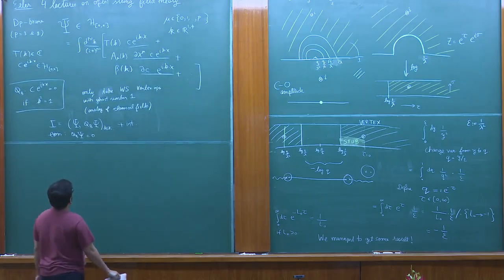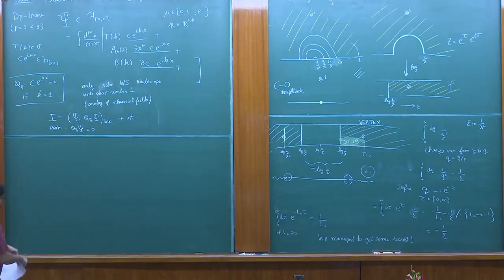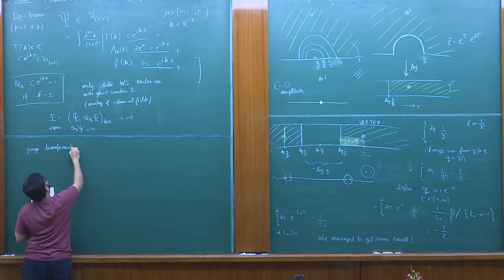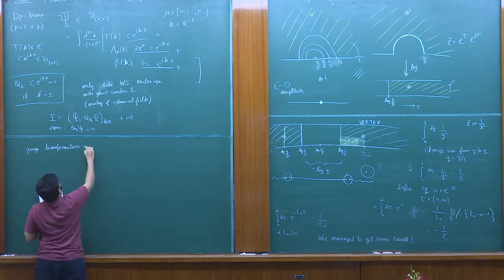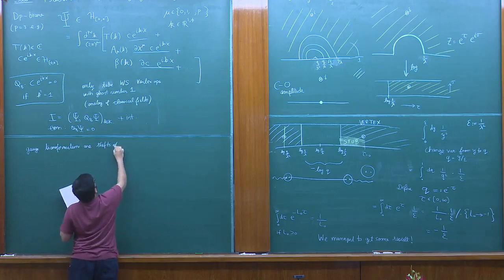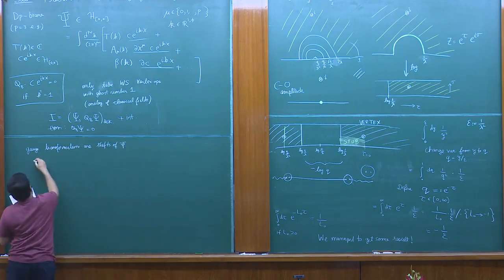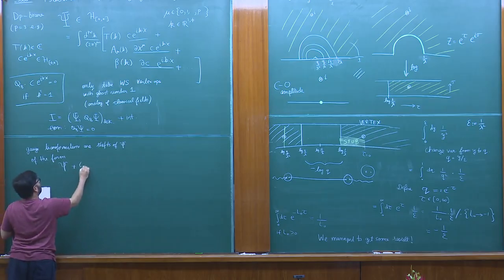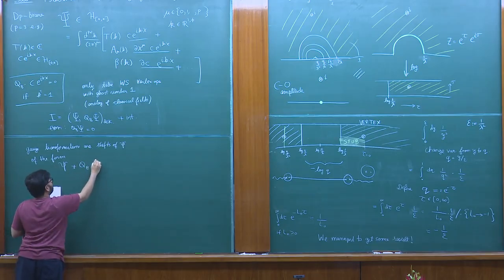Okay. So now we talked about the field. Let's talk about the gauge transformations. Okay. So the gauge transformations are shifts of psi of the following form. Psi plus, sorry, QB lambda.